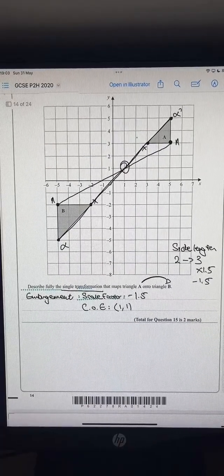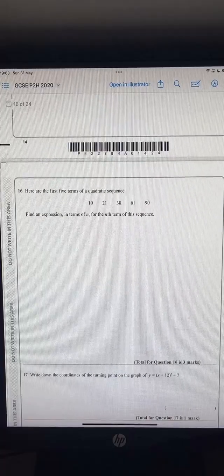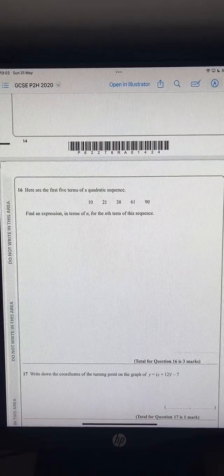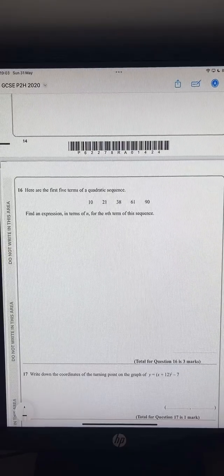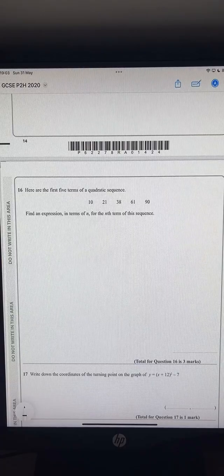Hopefully that makes sense to everyone. Hopefully I explained it well. We are going to move on to question 16, quadratic sequences. I have a video on quadratic sequences on my TikTok page, so you can check it out afterwards if you still want to see how to do it. But let's get on to this.